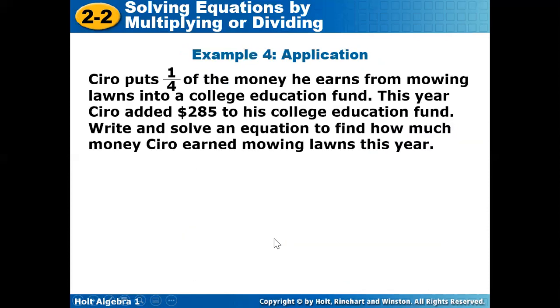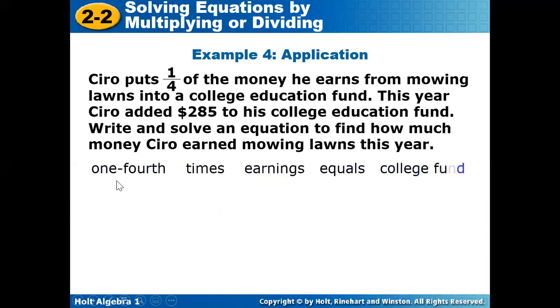Now let's look at some word problems again. Ciro puts 1/4 of the money he earns from mowing lawns into a college education fund. Always a good idea, saving for college. This year, Ciro added $285 to his college education fund. Write and solve an equation to find how much money Ciro earned mowing lawns. So he puts 1/4 of his money away, which means 1/4 of his money was $285.